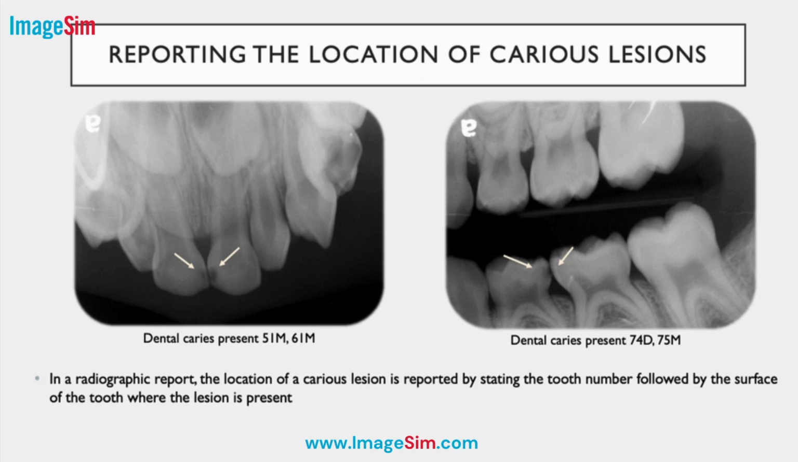The occlusal image on the left demonstrates dental caries on tooth 5-1 mesial into dentin and 6-1 mesial into dentin as indicated by the arrows. The bite-wing image on the right demonstrates dental caries on tooth 7-4 distal into dentin and 7-5 mesial confined to the enamel as indicated by the arrows.